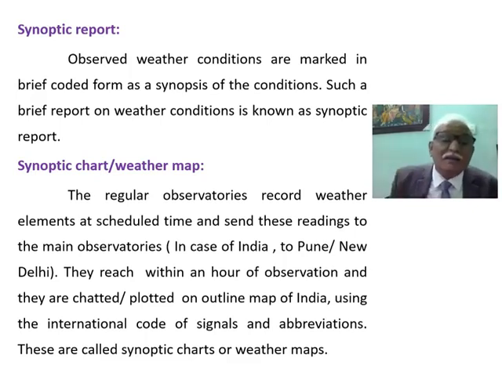What is a synoptic chart? The regular observatories record weather elements at scheduled times and send these readings to the main observatories. For example, in India, from Pune to Delhi. These observations are charted or plotted on an outline map of India, using the international code of signals and abbreviations. These are called synoptic charts or weather maps. Code signals and observations on the weather map of India are called a synoptic chart.